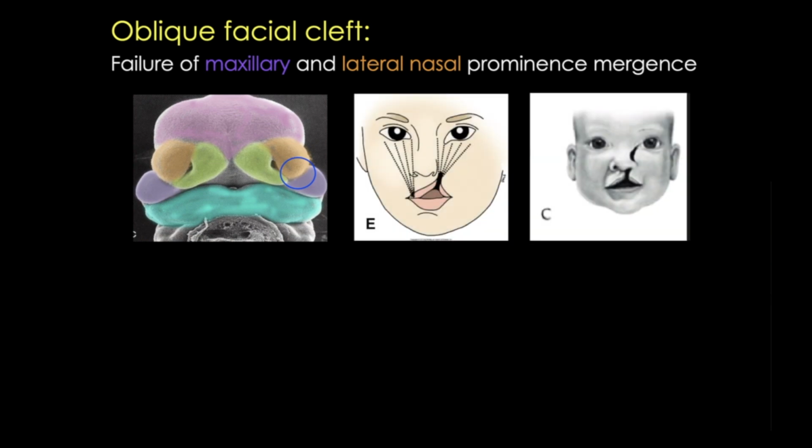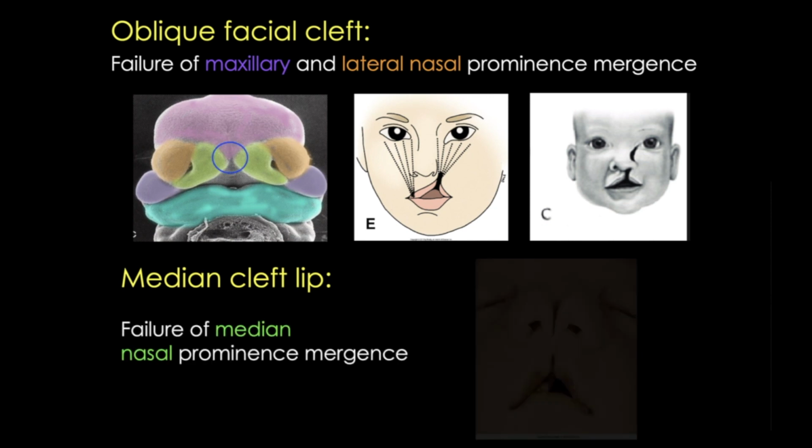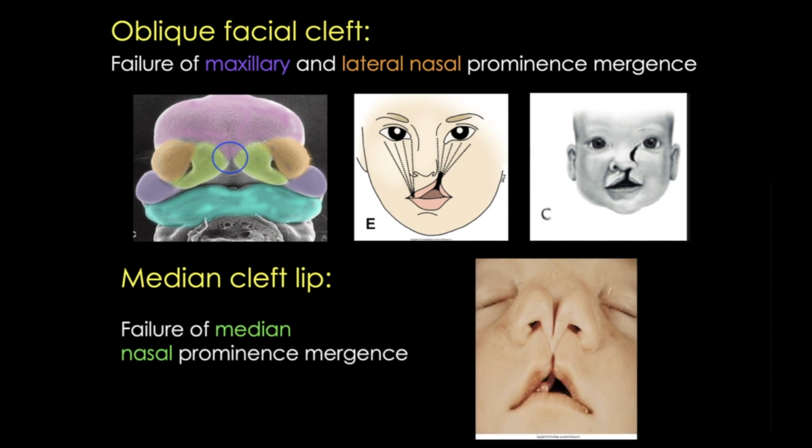Another example is median cleft lip. Now, what processes do you predict would fail to fuse here? If you said the median nasal processes, you're absolutely right. Now, there are many different combinations, and I've just shown a few here. Most of these can be repaired surgically, and many occur in combination with other facial or body defects.